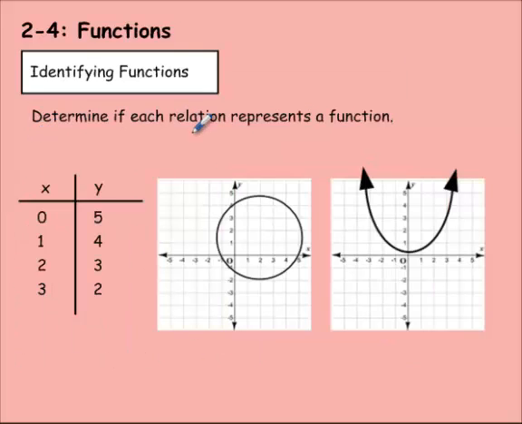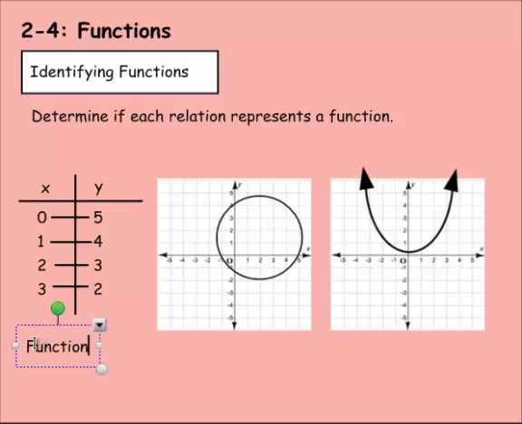Here we need to determine if each relation represents a function. So we're going to do this, a table, then we'll do these two graphs and say whether these are functions or not. Alright, so we make sure every input can only have one output. Here's our input x, so our input of 0 gives you 5. Input of 1 gives you 4. Input of 2 gives us 3. Input of 3 gives us 2. So each one has only one output. So this would be okay. This would be a function that follows the rule.